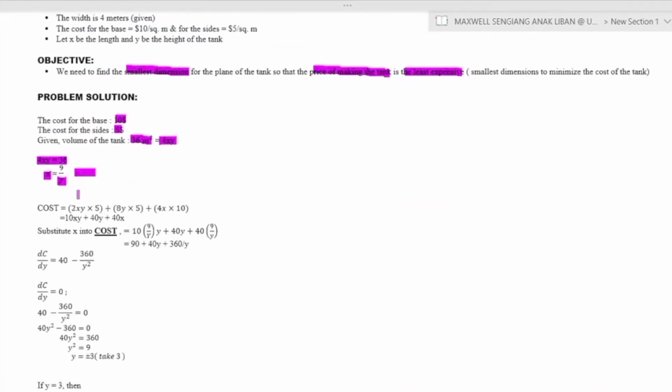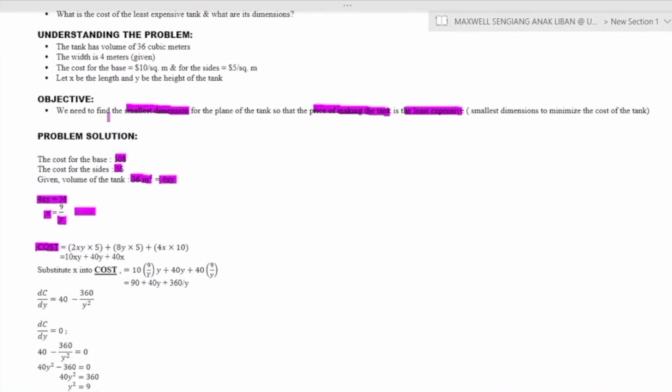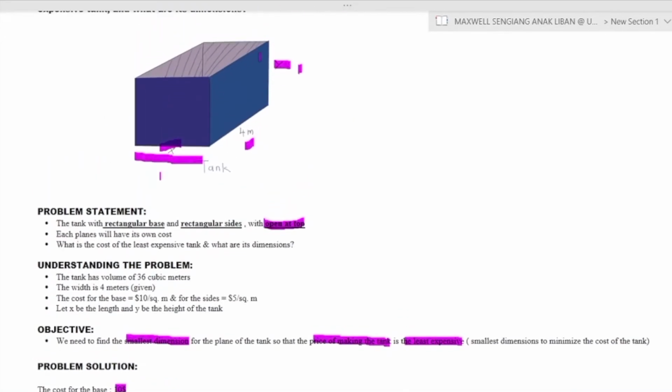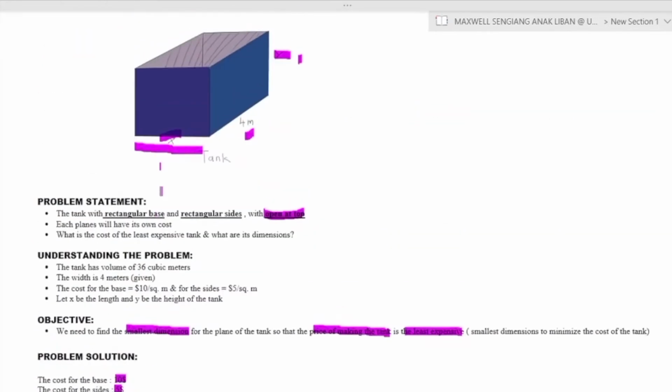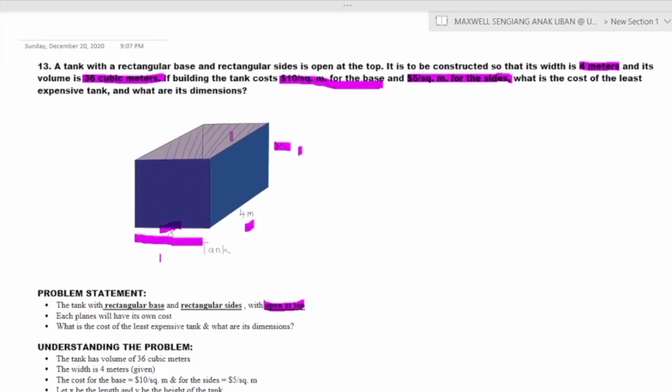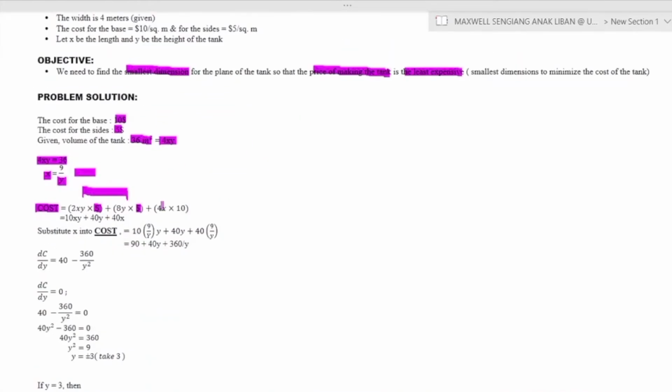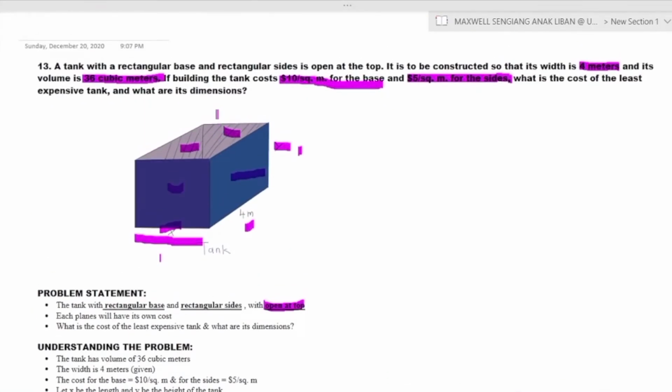Then we need to find the formula for the cost of the tank. The sides will cost 5. There are four sides, which are front, back, right, and left. And for the base, only one. This is for the base. Why? Because the top of the tank is open, so there is no need to pay for it.